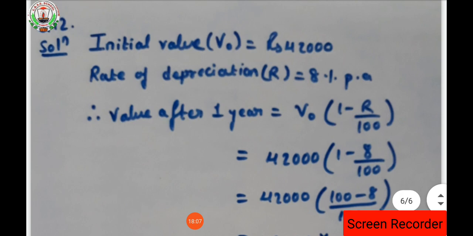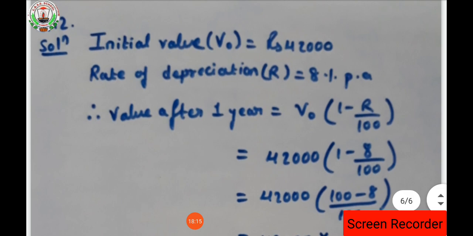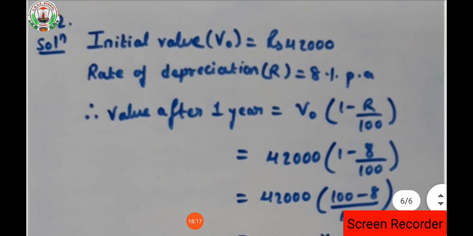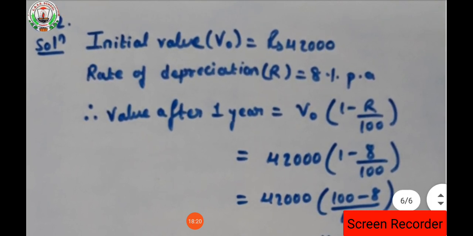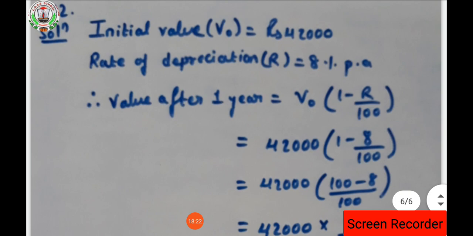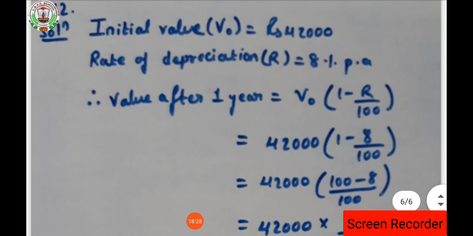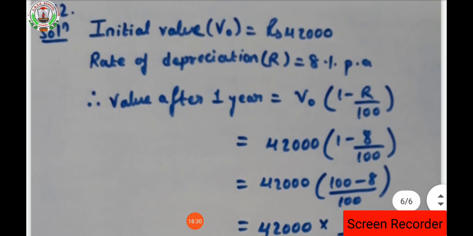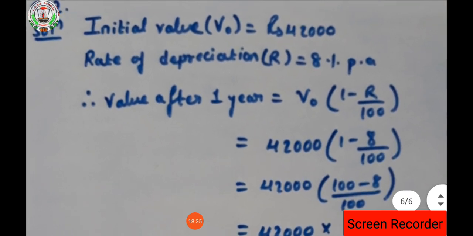Next question. We are talking about the scooter. The initial value of the scooter, that is the cost of the scooter, is 42,000. And the rate of depreciation is 8% per annum. What is the value after 1 year? There is a formula for this, as I told you while explaining the question.